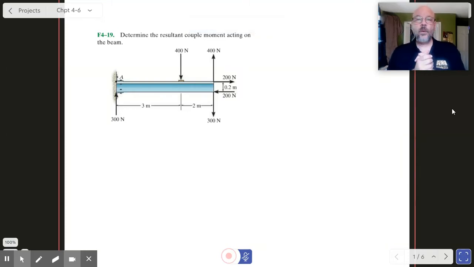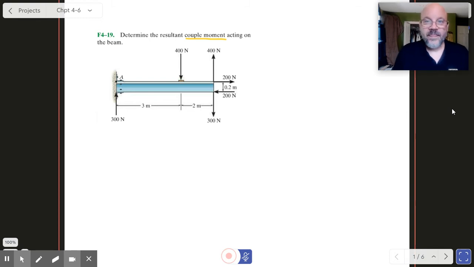Okay, so in this section, section 6 of chapter 4, we're going to be talking about something called a force couple, sometimes called a couple moment. When we have a couple moment or a force couple, it's two equal and opposite forces acting together, and together they produce a certain moment.